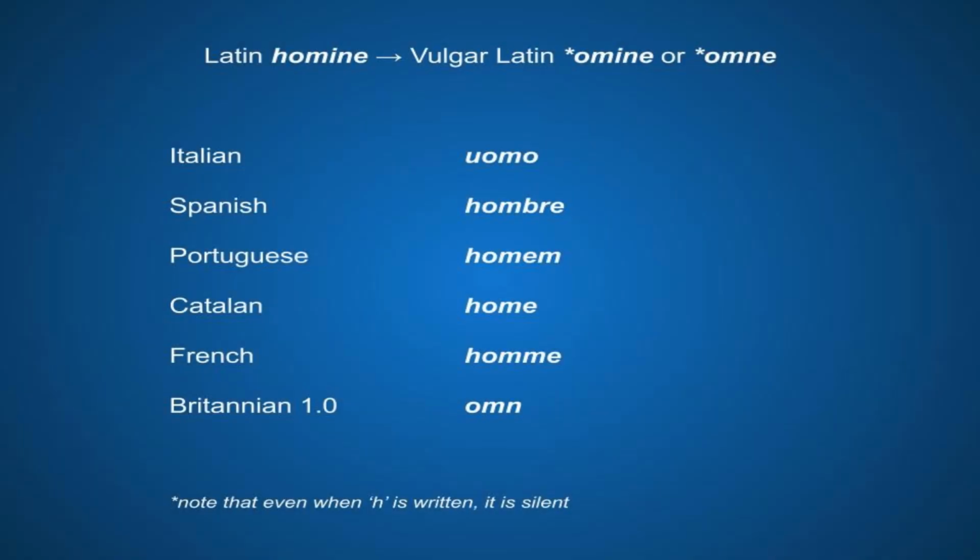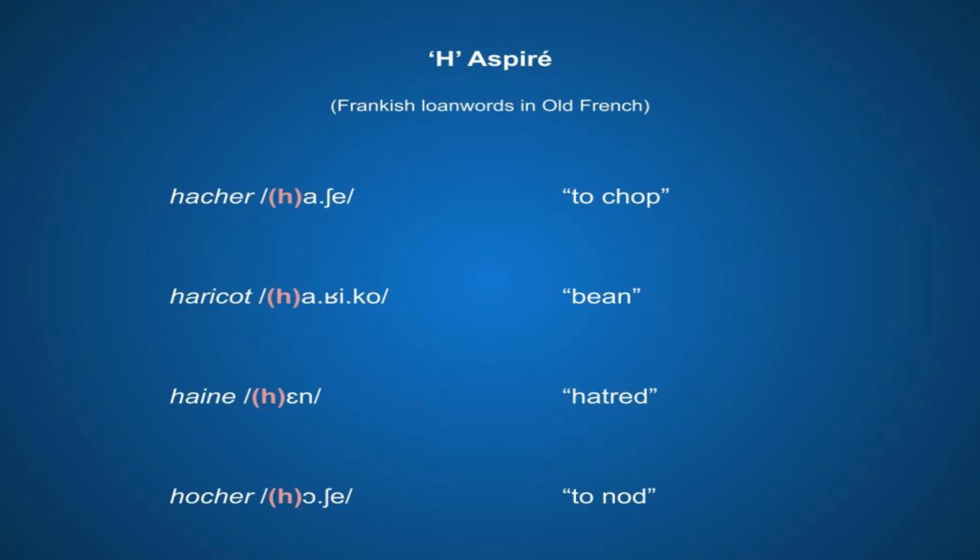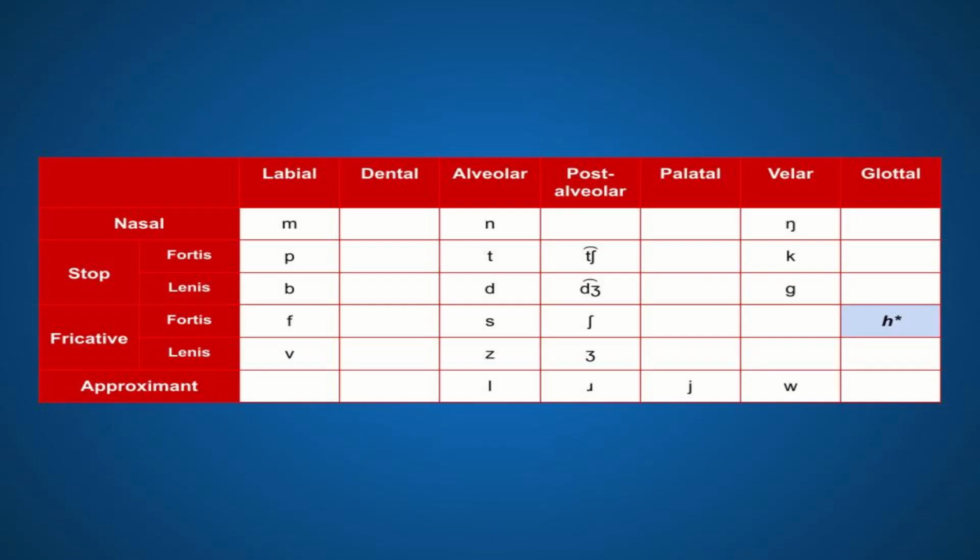Latin H was lost very early on in the history of Vulgar Latin. Old French gained a new H through loanwords from Frankish, but it was lost again in the transition to modern Parisian French. However, after making the original Britannian video, I learned that the Channel Island dialects of Norman have actually managed to preserve the glottal fricative h into the modern day. Knowing that, I feel a lot more comfortable including it in modern Britannian.